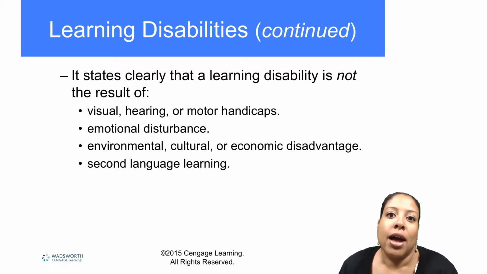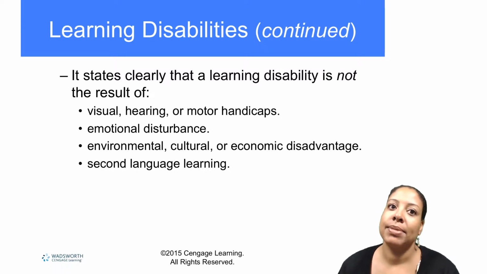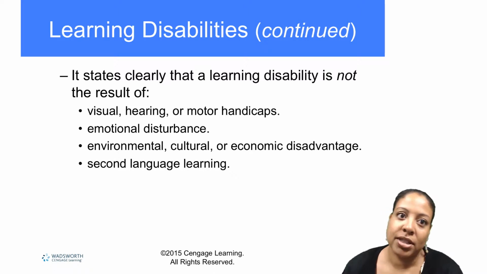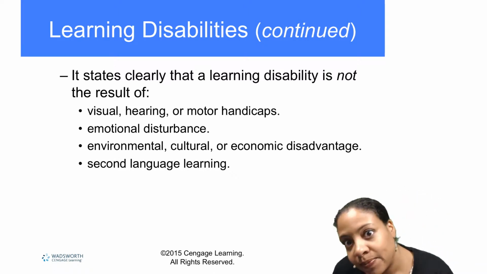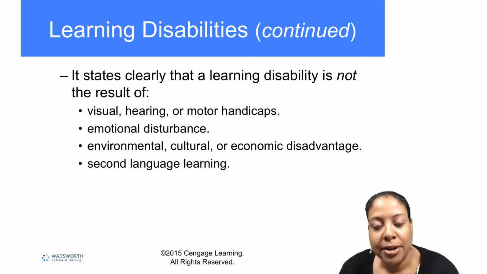So another criteria for a learning disability is that it is not the result of these other factors, including visual, hearing, or motor handicaps, emotional disturbance, environmental, cultural, or economic disadvantage, and second language learning.